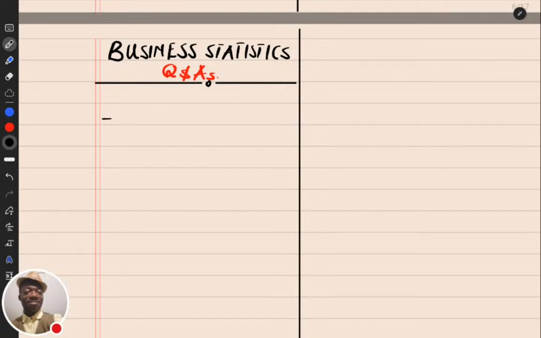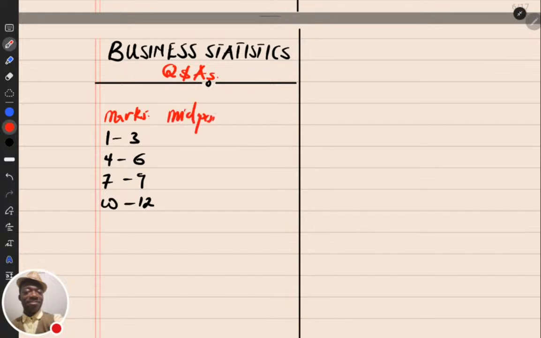So let's say I have this data: 1 to 3, 4 to 6, then 7 to 9, then 10 to 12. If I'm asked to calculate the midpoint of this data, this is a group data, because we have what we call a class mark or class interval. So these are the marks for the data.